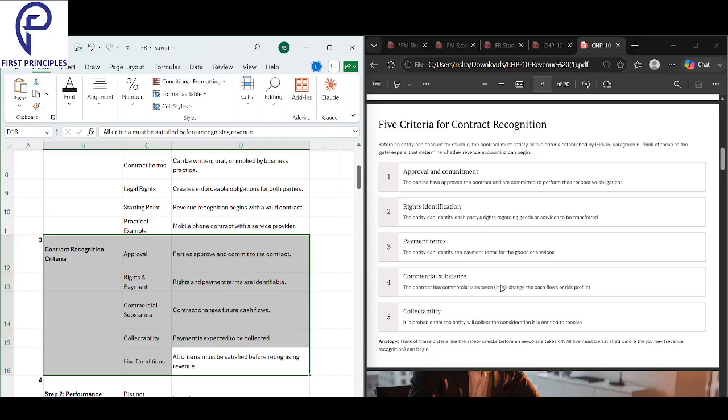So now, how do you know whether this is a contract or not? Firstly, approval. Both sides have agreed and signed. Both sides are committed to the deal. That is approval.